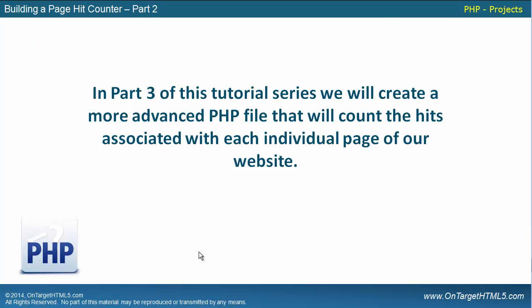In part 3 of the tutorial series, we will create a more advanced PHP file that will count the hits associated with each individual page of our website. So not only can we track the total hits for the index page, which is the home page of the website, but we're going to be able to track the individual hits to each individual page of the website. And that's much more functional than what we currently have. It's cool that we've written this cute little PHP file to grab the hits from the index page, but now let's make it much more functional so we can look at each individual page of the website itself. I'll see you in the next tutorial.